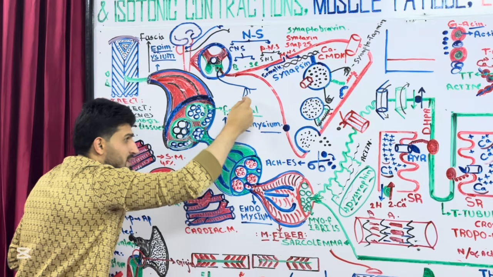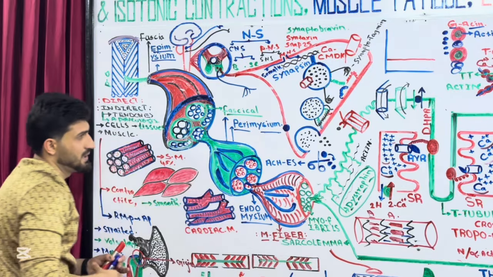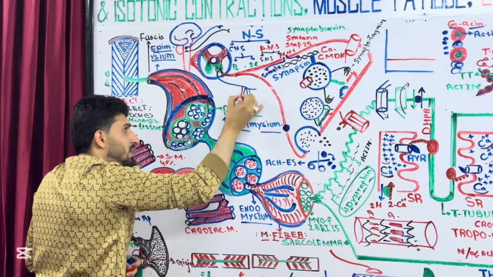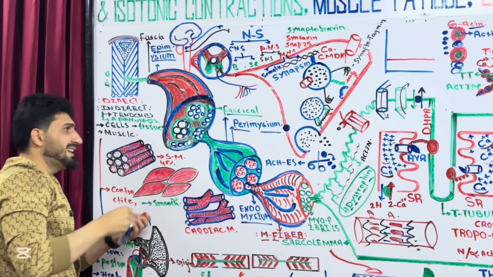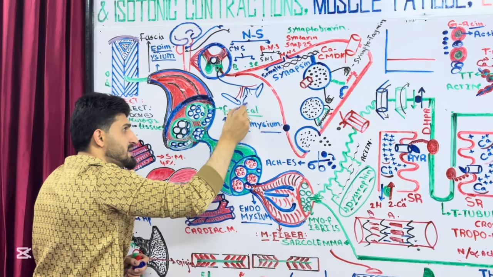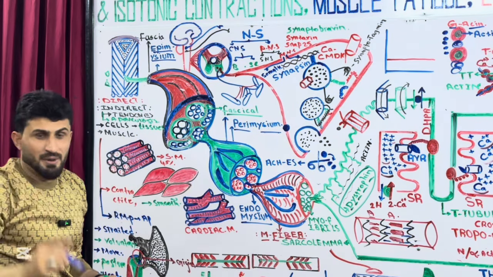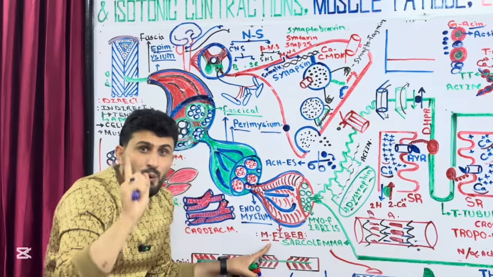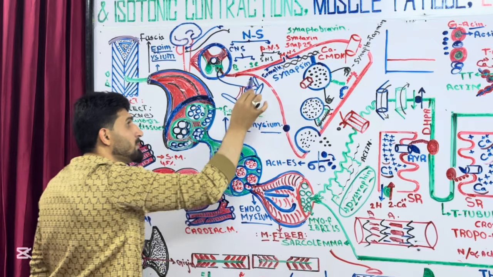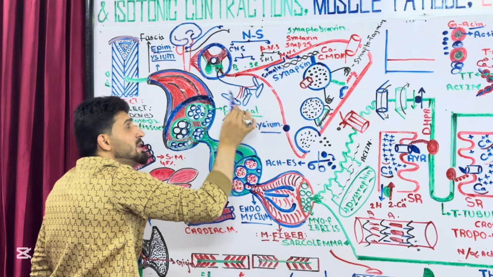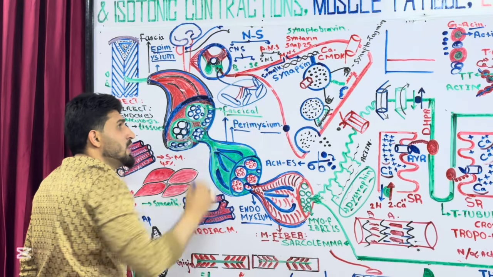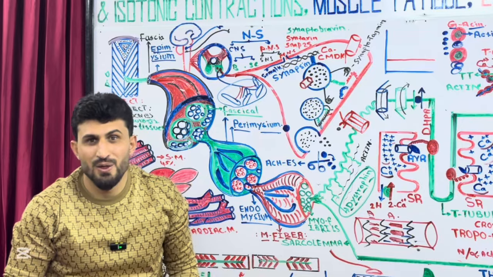When this motor nerve enters the muscle fascicle, it gives off a lot of branches. Each branch of a motor neuron innervates a muscle fiber. So for each muscle fiber, we have one branch of a motor neuron. Collectively, all muscle fibers which are innervated by one motor neuron are called a motor unit.